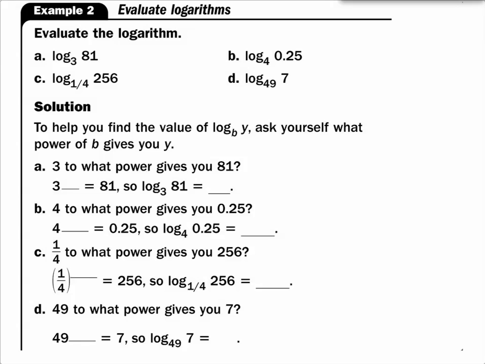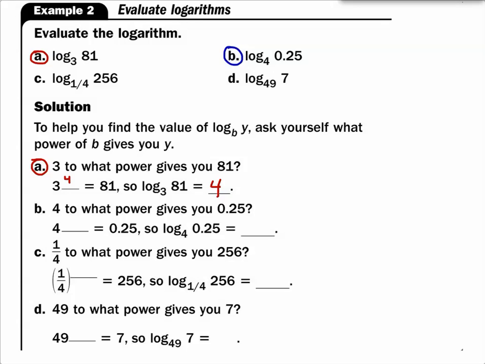So for part A, we have log base 3 of 81. And you might already see the game here, but if you look down at the solution, they try to walk you through it. It says 3 to what power gives you 81? Normally most people don't know that immediately, but if you think for a minute, you're like, oh yeah, 3 to the 4th power is 81. So log base 3 of 81 is 4. Boom, done.